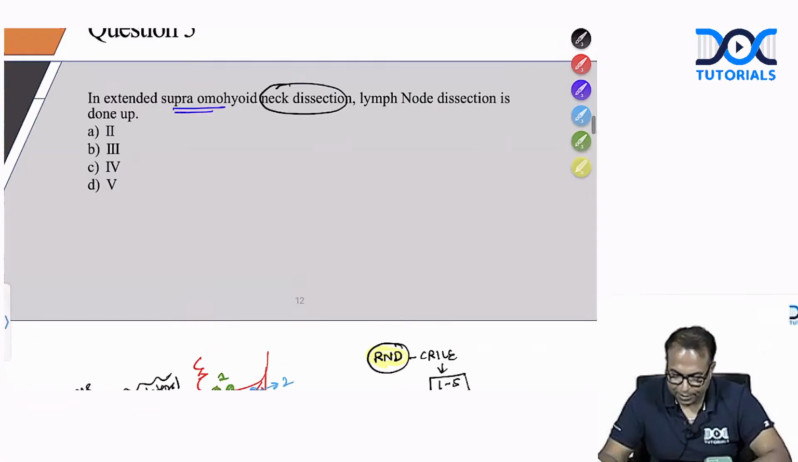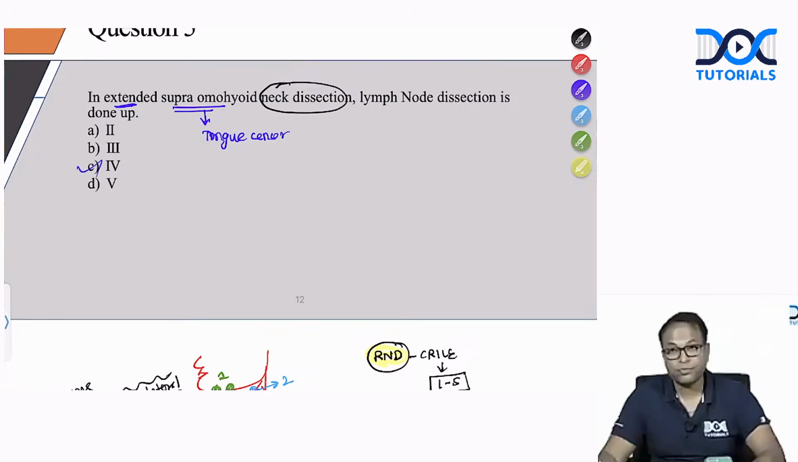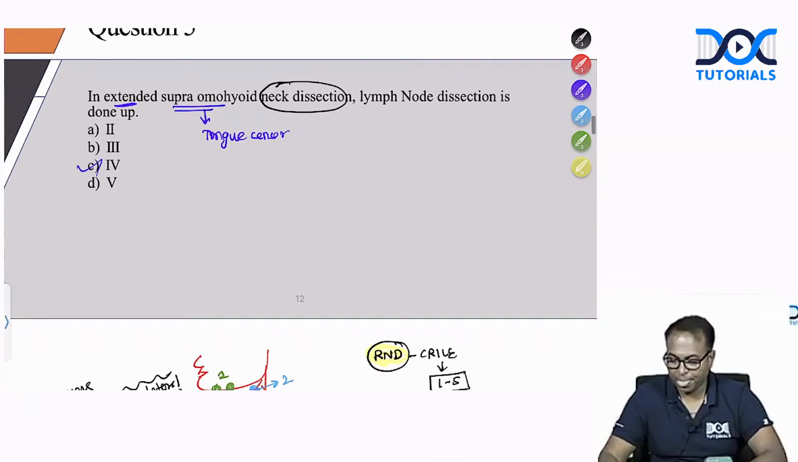So I hope you are clear in this. Supraomohyoid extended dissection is done only for tongue cancer as they may have skip metastasis. So the answer is 4. Please remember, C is the answer for the 5th question on neck node dissection.